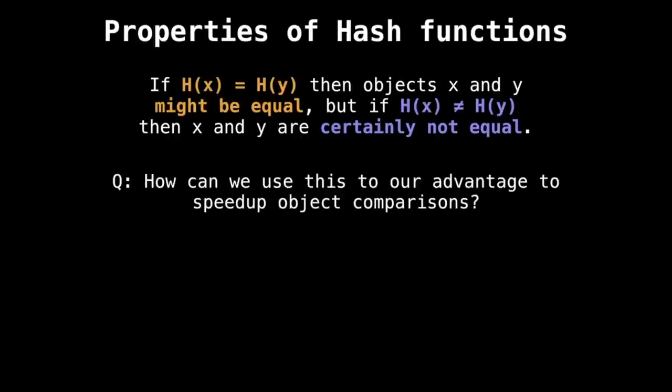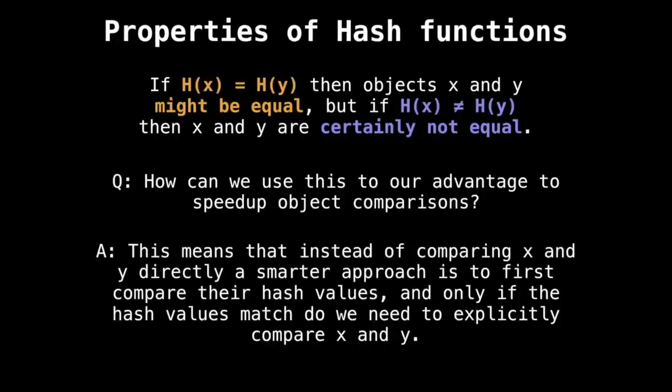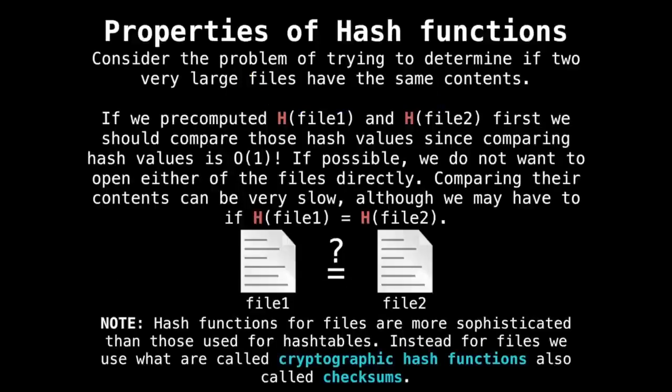Here's a good question. How can we use this to our advantage to speed up object comparisons? The answer is that instead of comparing x and y directly, if we've already computed their hash values, then first let's compare the hash values of x and y instead of comparing x and y explicitly. And in this next example, you'll see why that's important.